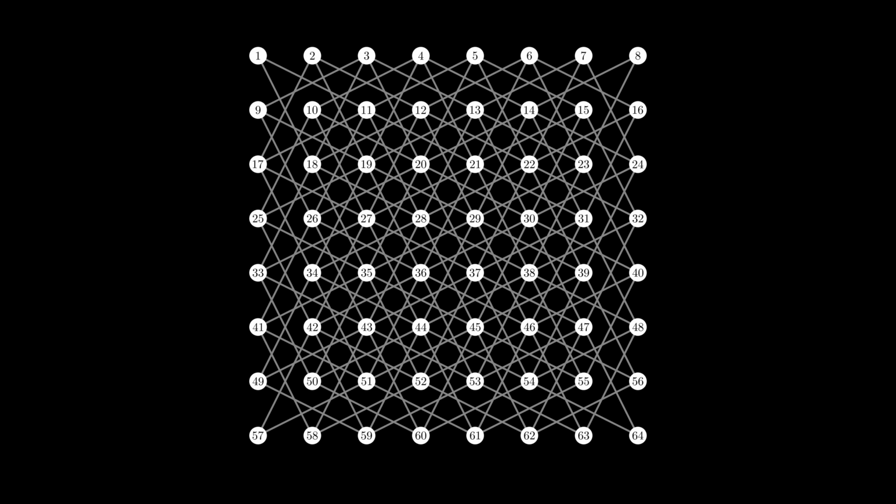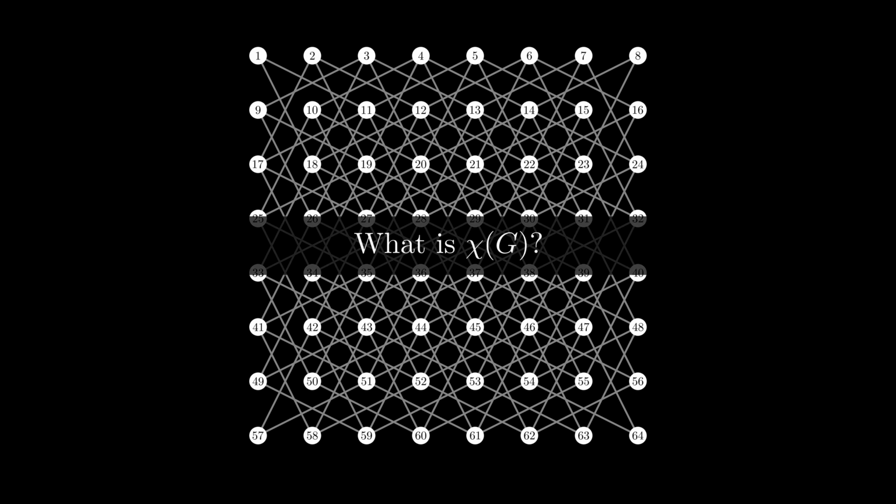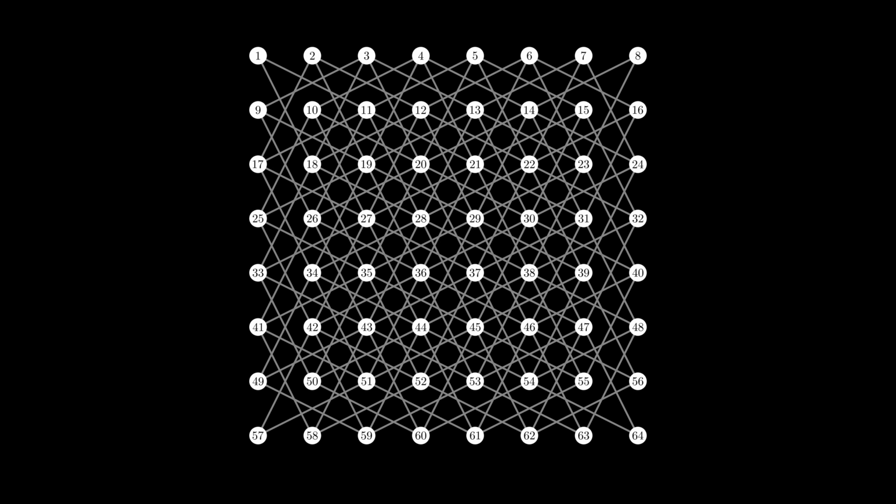Now let us take a look at the knight's graph. My first question to you is, what is the chromatic number of this graph? So the task here is to find the minimal number of colors needed to color the nodes in this graph such that no two nodes with the same color are connected to each other. Of course, one can always color all nodes differently, but the question here refers to the minimal number of colors needed so that the mentioned property is maintained.